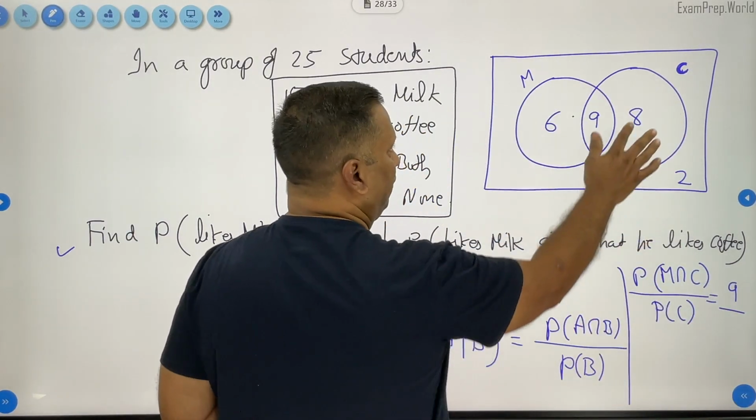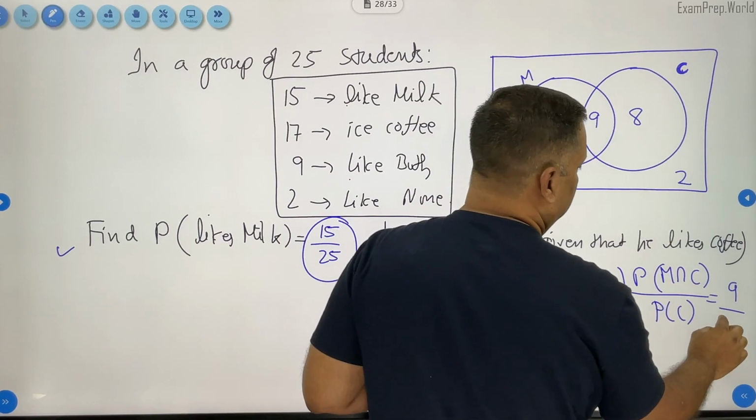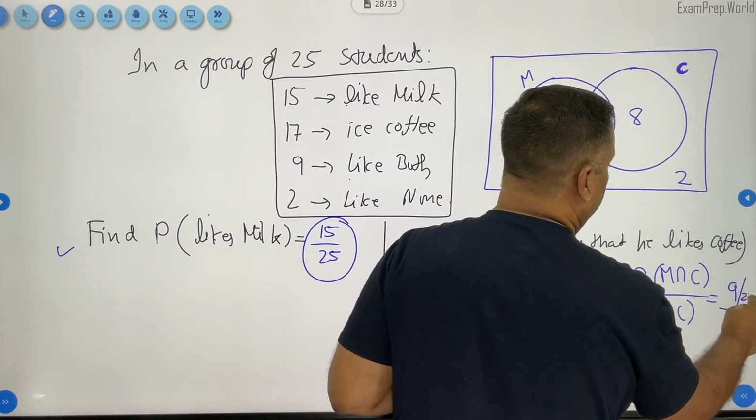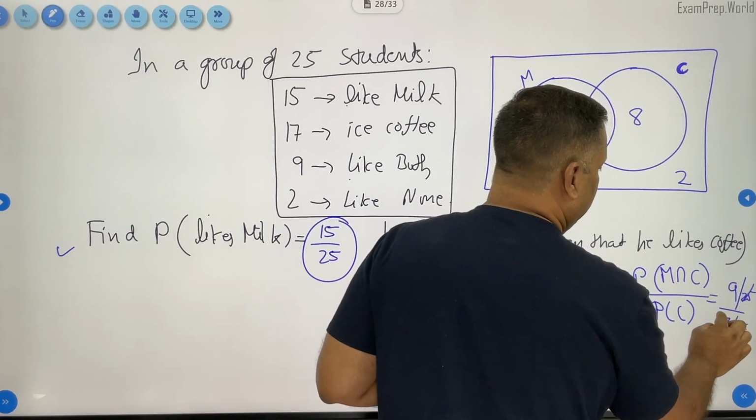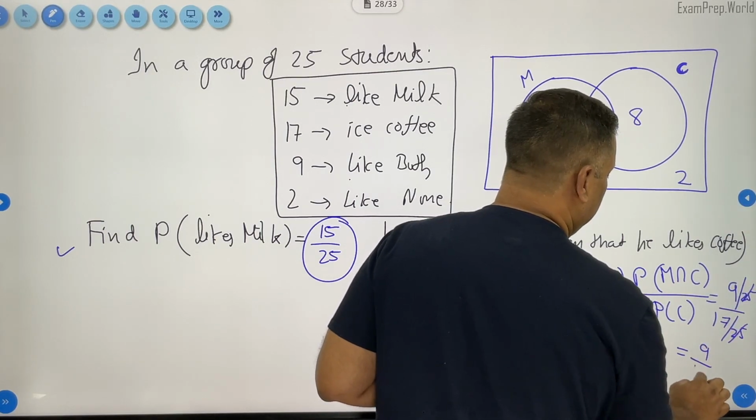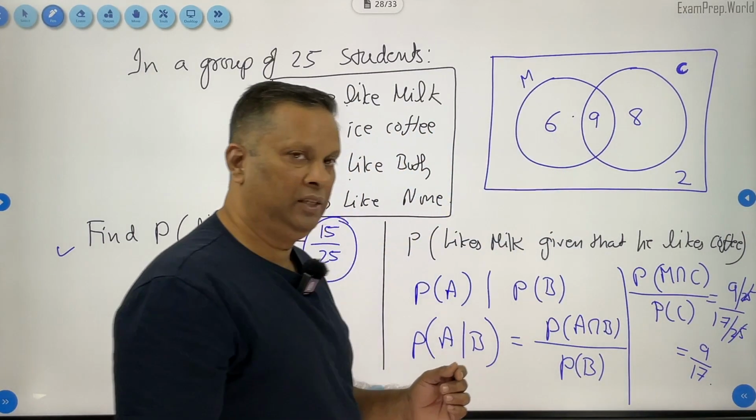And what is the probability of coffee? 7 on 25. So this is 9 on 25, this is 7 on 25. 25, 25 cancel. It becomes 9 on 17.